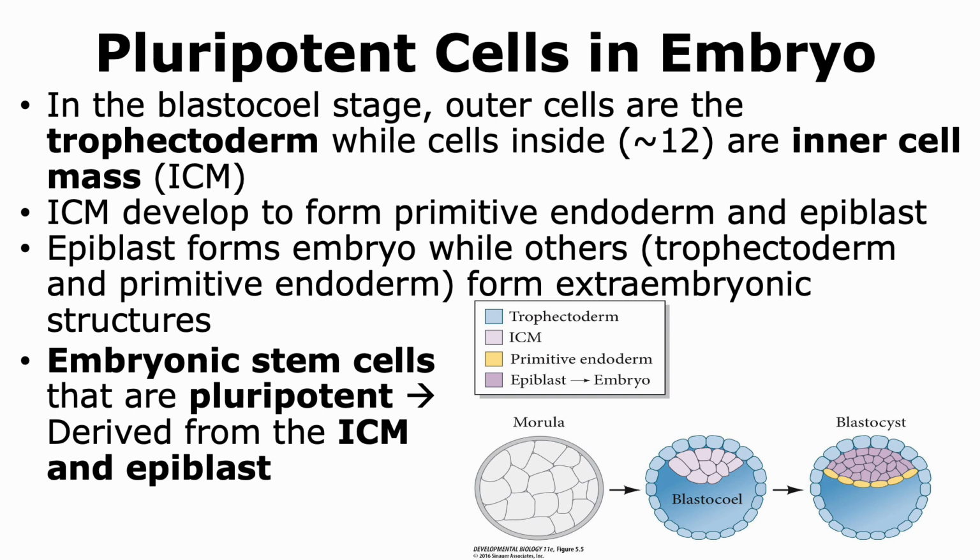The embryonic stem cells, which are pluripotent, are derived from the ICM or the epiblast. The inner cell mass is the network of cells that are formed before we have the epiblast and the primitive endoderm. So the inner cell mass as well as the epiblast that is formed later in development both have pluripotent capabilities.